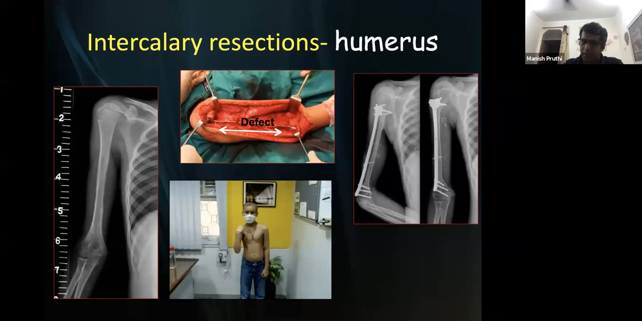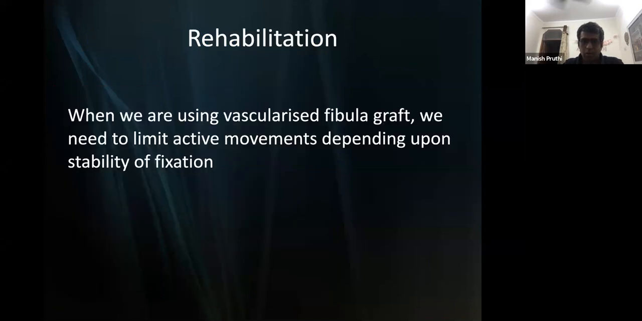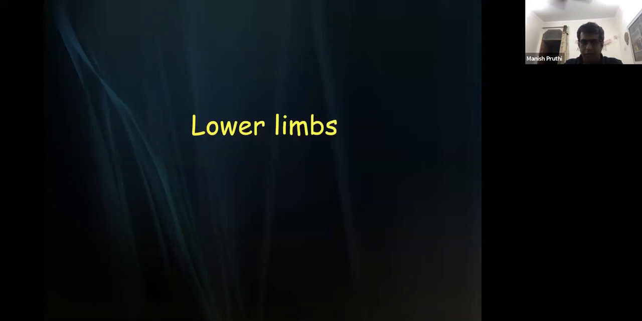And I think the best guide will be the surgeon, who knows the stability of the fixation there. If you can get a good 3 or 4 screws proximally and distally, you can start the function immediately. But with this kind of reconstruction where you have only 1 or 2 screws proximally and distally, you need to wait till the bone heals. So that is what I have written here. When we are using a vascularized fibular graft, we need to limit the active movement depending upon the stability of the fixation. If the stability is good, we can start the active movements immediately. If not, then we need to wait.